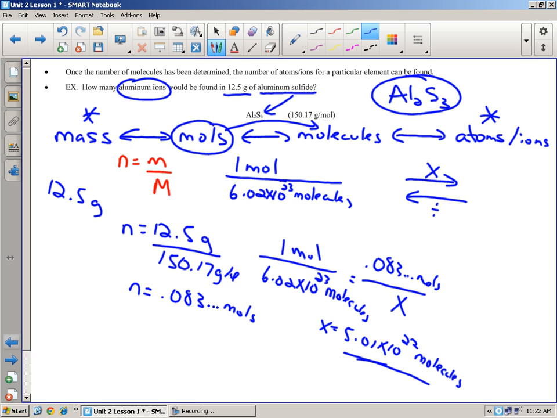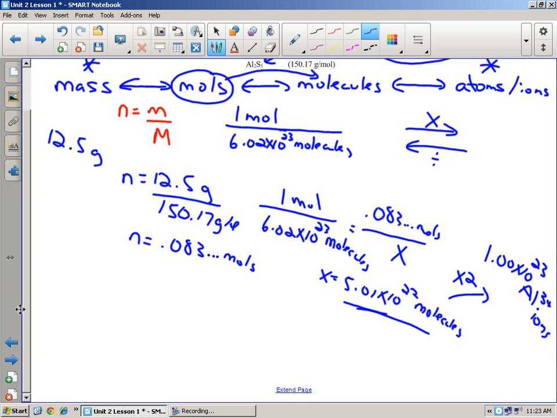For every one molecule, if one molecule has 2 aluminums in it, and I have 5.01 times 10 to the 22, don't I have 5.01 times 10 to the 22 times 2 aluminums? Yes? So I'm going to simply take this, times it by 2 in this particular case, and I get 1 times 10 to the 23 aluminum 3 plus ions. Okay? Aluminum 3 plus ions. Final answer, 3 significant digits, because that's what's in my question. I simply multiplied it by 2 and figured out the aluminum ions that I actually have.